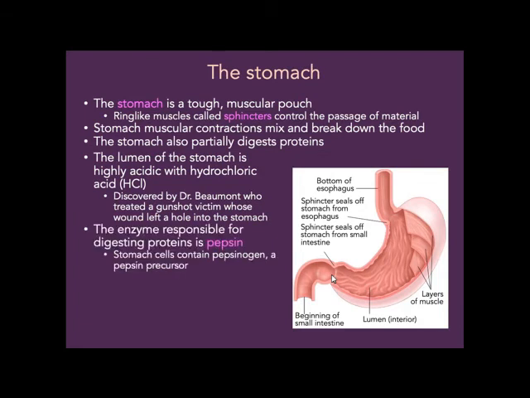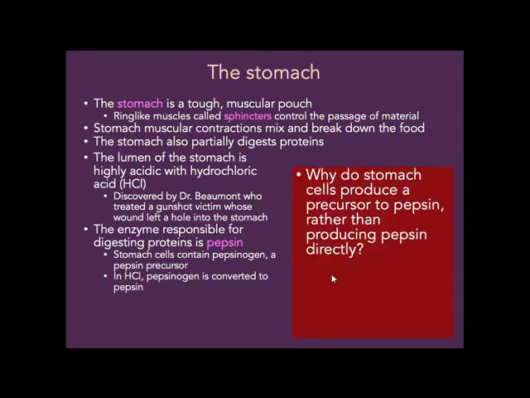The enzyme responsible for digesting proteins is called pepsin. The stomach cells contain not pepsin itself, but pepsinogen, which is a pepsin precursor. When the pepsinogen is placed in hydrochloric acid, the pepsinogen is converted to pepsin. All right, so why do you think that the stomach cells produce a precursor to pepsin rather than producing pepsin directly?